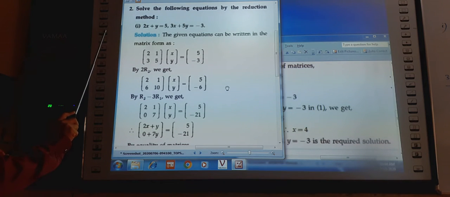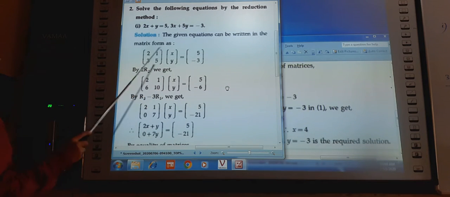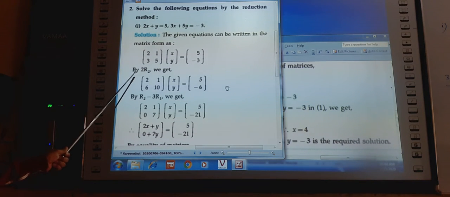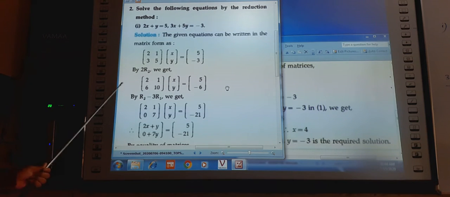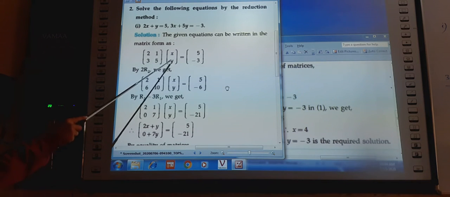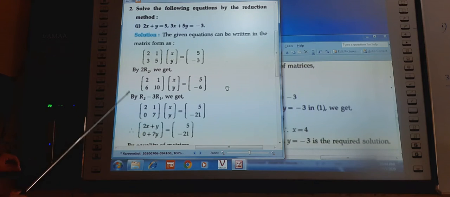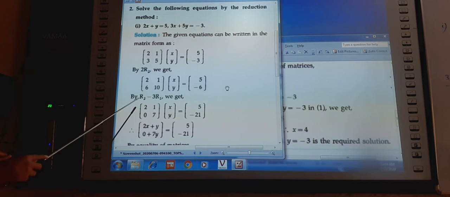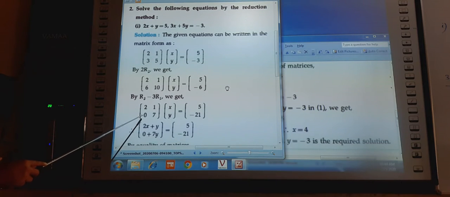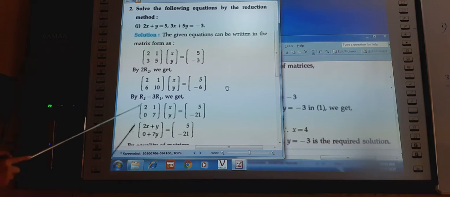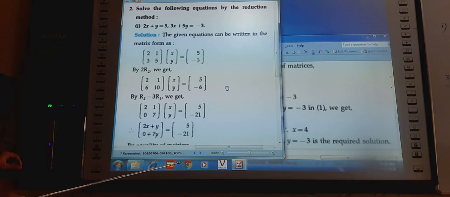Use the same procedure. The given equation can be written in matrix form by multiplying 2 to the second row elements. So we get 2 into 3 is 6, 5 into 2 is 10, and on the RHS, minus 3 into 2 is minus 6. Now in place of 6 we reduce it to 0. So R2 minus 3 times R1: R2 is 6 here, R1 is 2, 3 into 2 is 6, so we get 0 here. After reducing this matrix to upper triangular matrix, write in equation form.